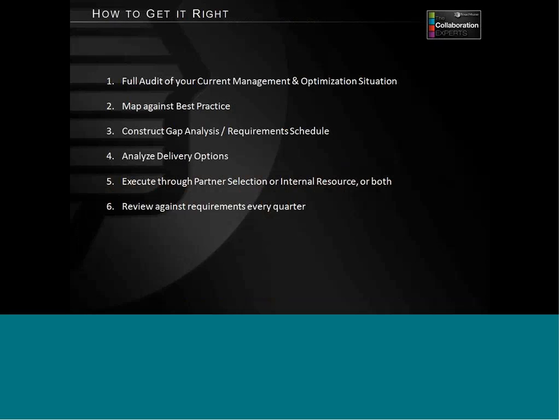And the delivery options will very much be focused on how you want to do it, whether you want to do it all yourselves, whether you want someone else to do it all, or whether you want to do a bit of both.